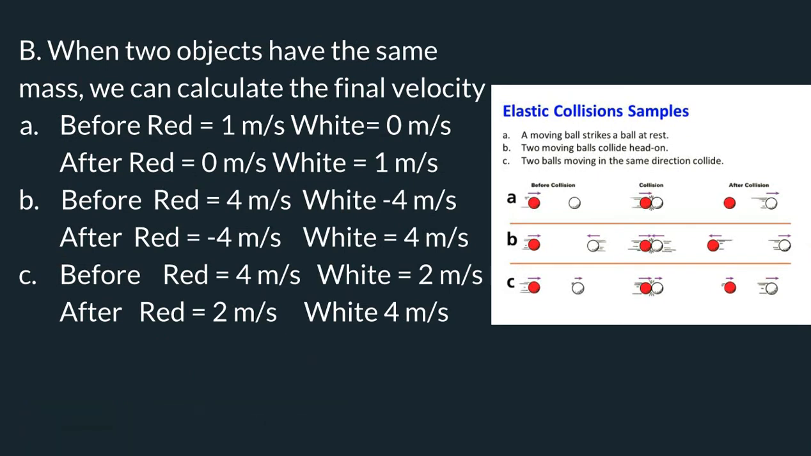But if we were to put some numbers on this, say the masses are the same, and the red ball was moving at 1 meter per second. After the crash, the white ball would be moving at 1 meter per second. In the second one, their velocities are equal but opposite, indicated by this negative. So again, the total momentum is not changing. And in the last one, the red just passes off some of its momentum to the white.